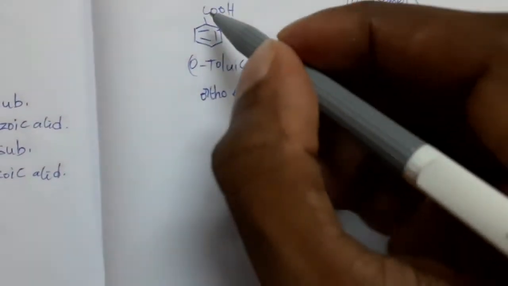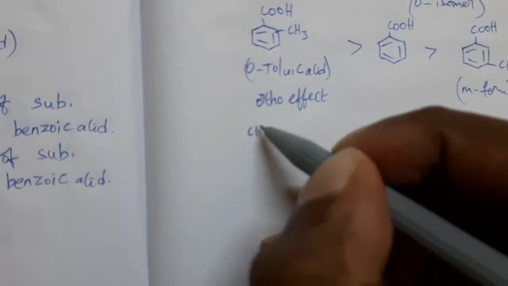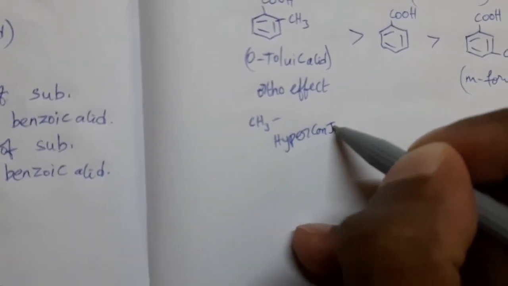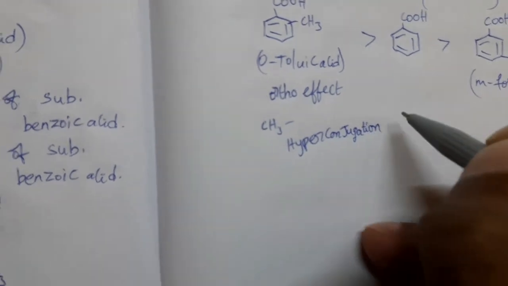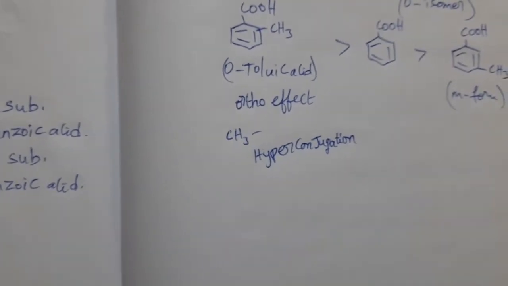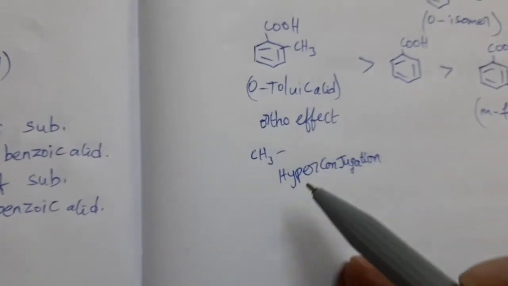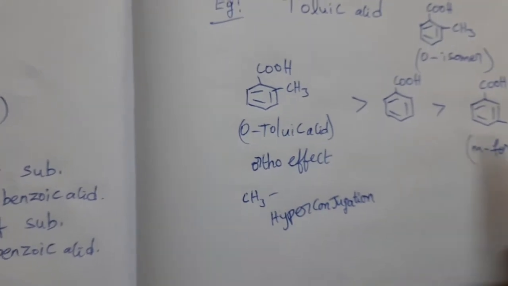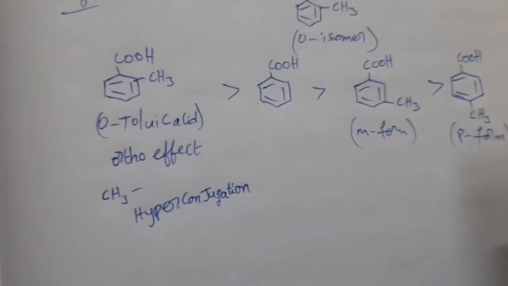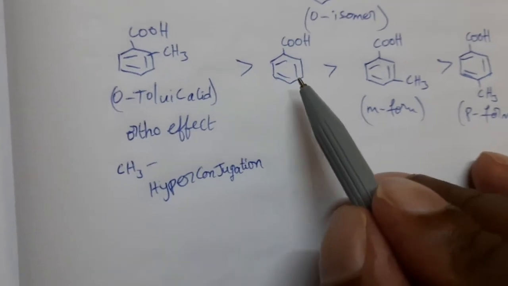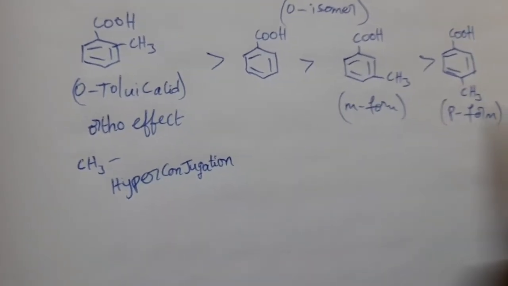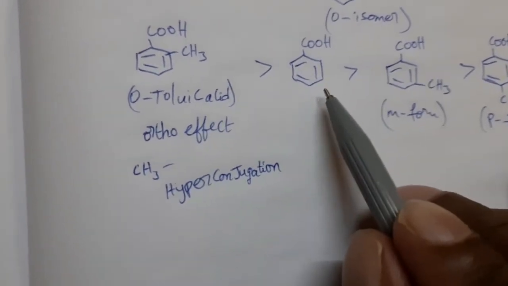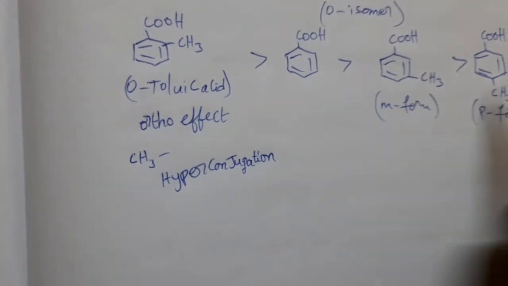Here in the ortho isomer, CH3 can also exhibit hyperconjugation. Just remember this term. In the coming classes you will learn what hyperconjugation is. So due to this ortho effect and also the hyperconjugation effect, the ortho isomer has more acidic character than the remaining two forms. Benzoic acid has more acidic character than the remaining para and meta forms, because CH3 is an electron donating group. That's why benzoic acid has more acidic character than these two.